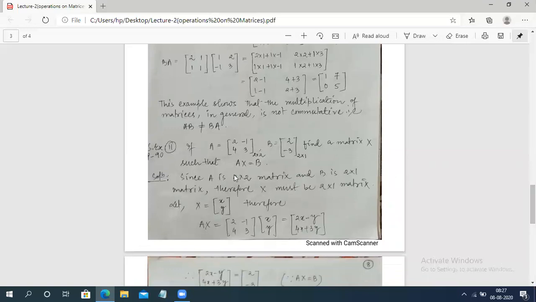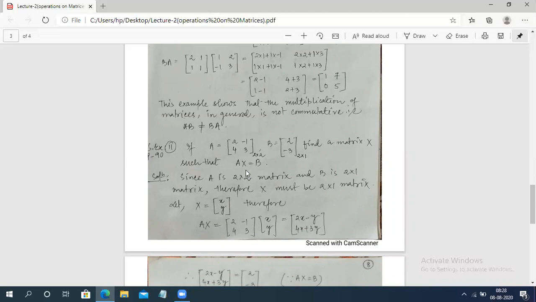Now take another example. Suppose A is a matrix 2, minus 1, 4, 3, and B is a matrix 2, minus 3. So this is a column matrix and this is a square matrix of order 2 by 2. So find a matrix X such that AX is equal to B. What is the question? You have to find a matrix X so that AX will be equal to B.